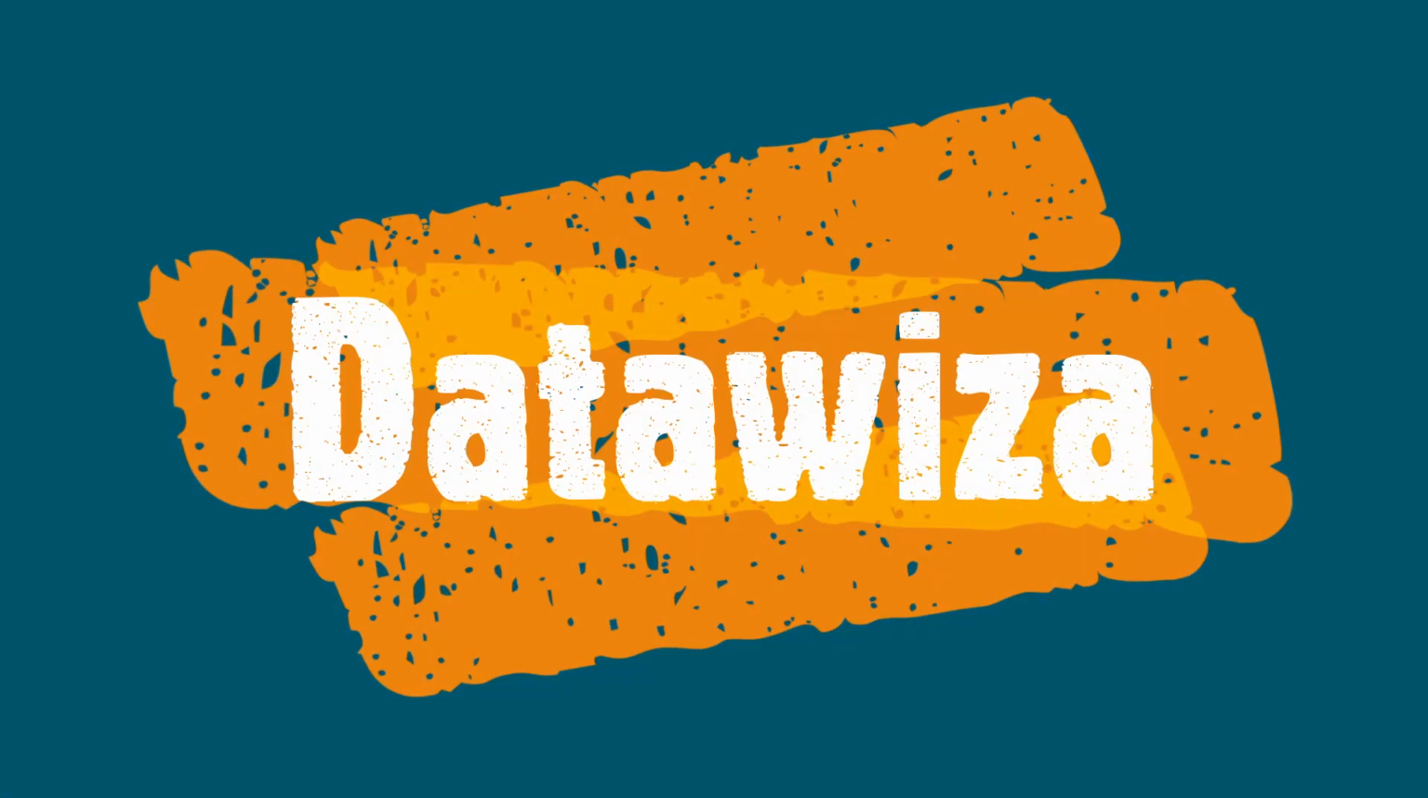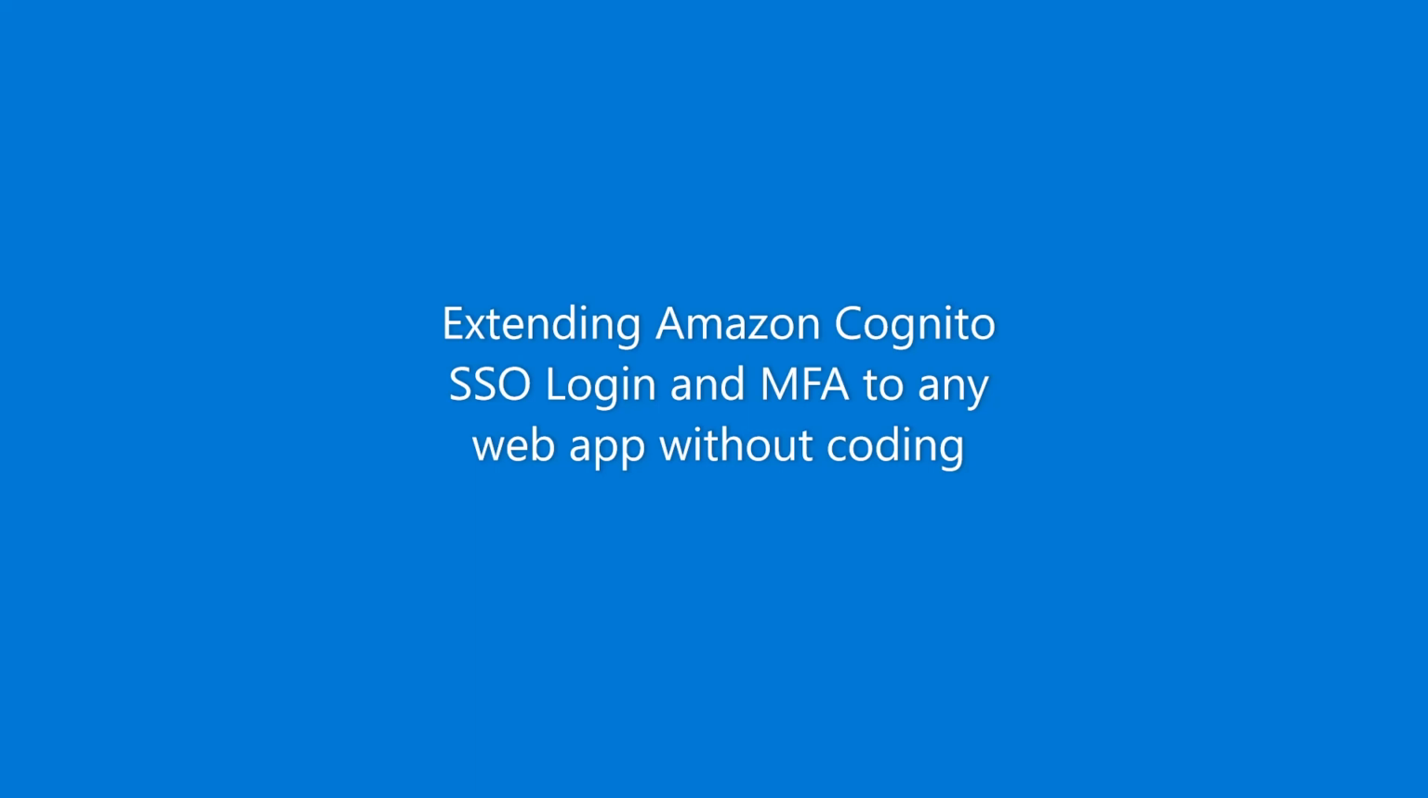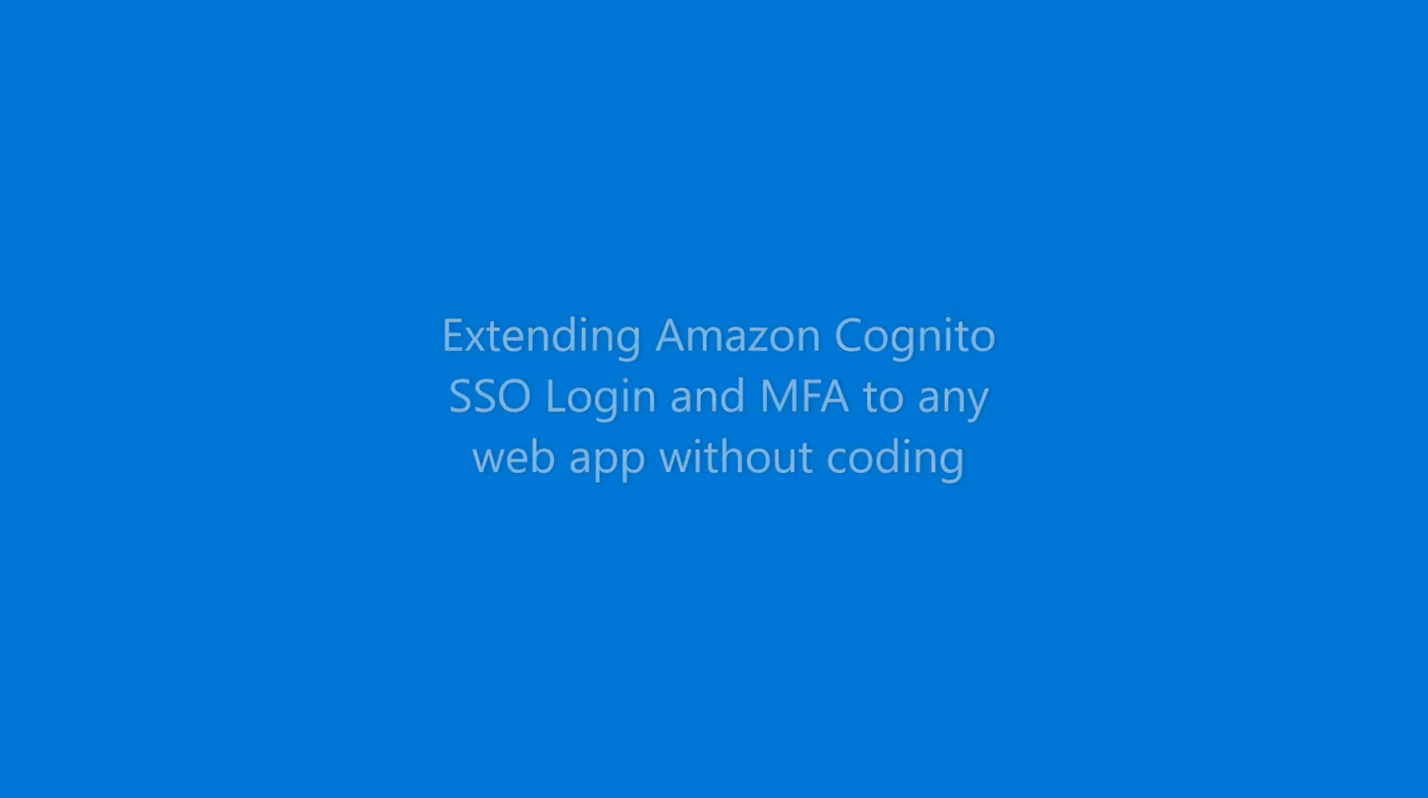Hi everyone, today we are going to see how we can use the Data Visa Access Proxy to extend Amazon Cognito Login and MFA for a web application, whether it's a legacy, new, on-prem, or cloud-based application. The integration can be completed in minutes without coding.